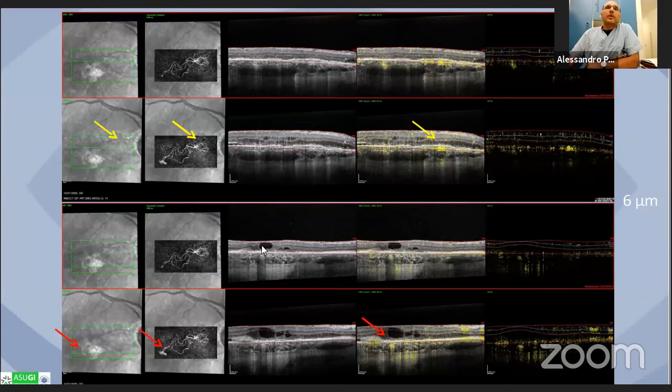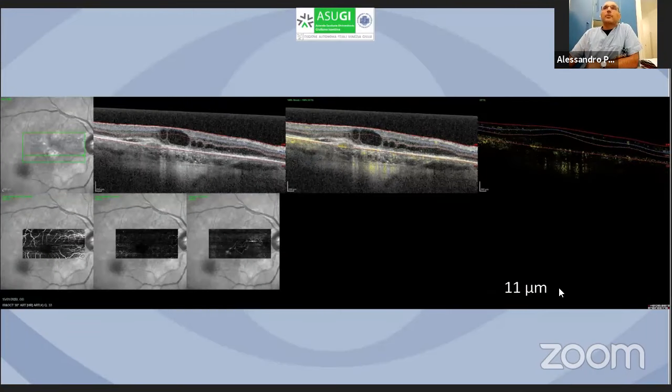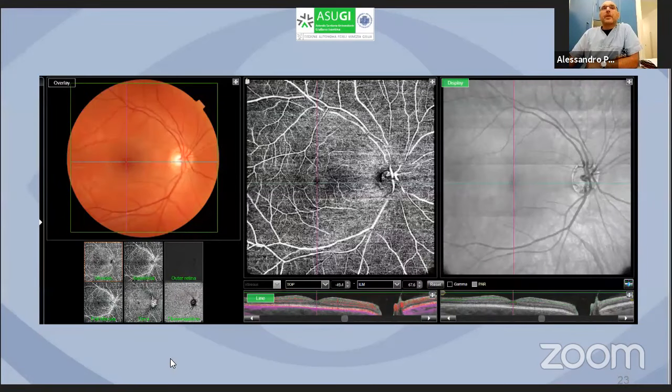We see in the B scan that the intraretinal liquid is increasing, and we can see this with the follow-up, this new front here. This is with 11 micron resolution in the same patient, and we cannot see clearly this kind of neovascularization that expands.